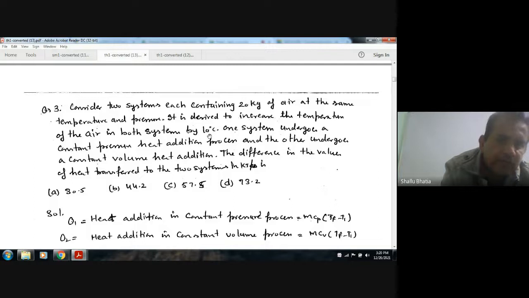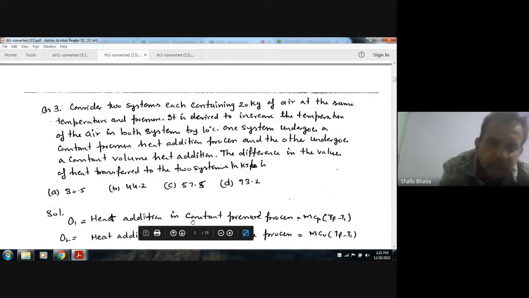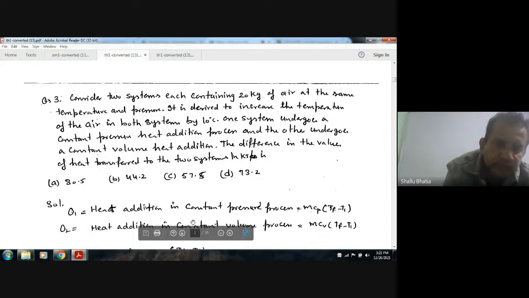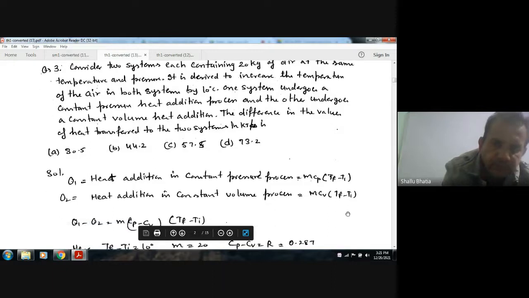One method is by constant pressure, another method is by constant volume. Now the air is a substance, so Cp and Cv is known for air. The heat addition at constant pressure is m Cp times the temperature difference, and heat addition at constant volume is m Cv (Tf minus Ti).